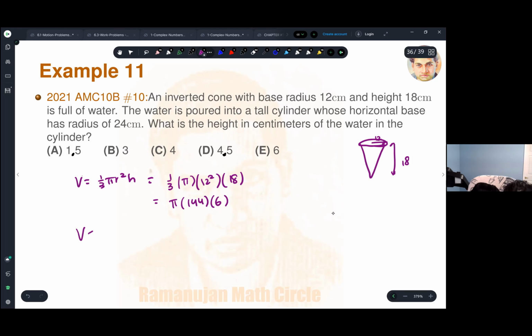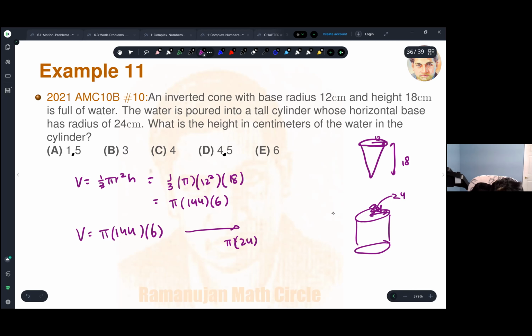So the volume is equal to pi times 144 times 6, but this is poured into a cylinder, and this cylinder has a radius 12, right? Or no, a radius 24 centimeters, sorry, 24. So this is also equal to pi 24 squared times h. We don't know what h is. We're trying to find out what h is.